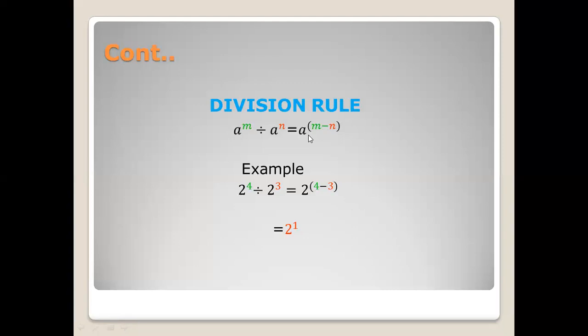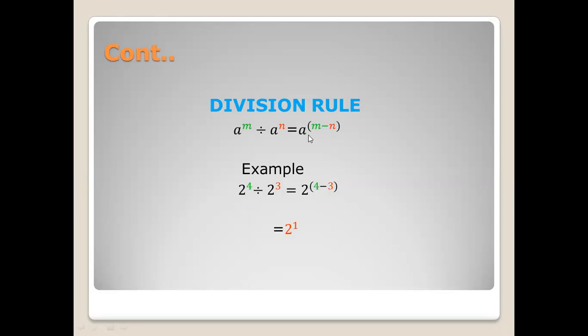So having the example, that means having 2 to power 4, you divide by 2 to power 3. It means it's going to be 2 to the power of 4 minus 3, and that is 2 to power 1.